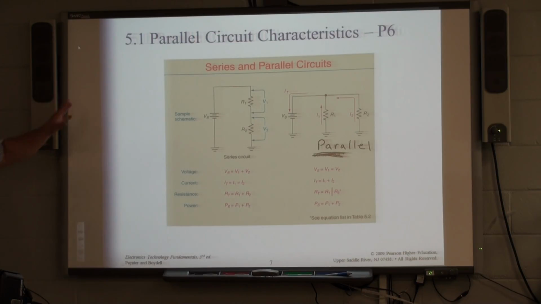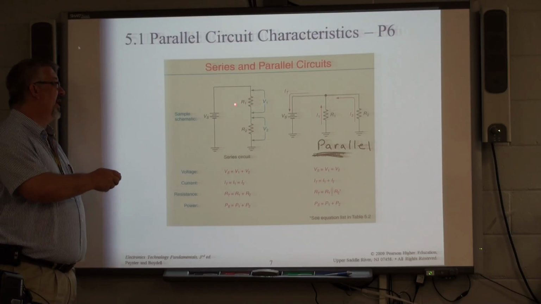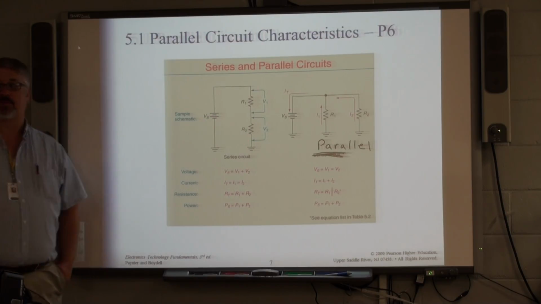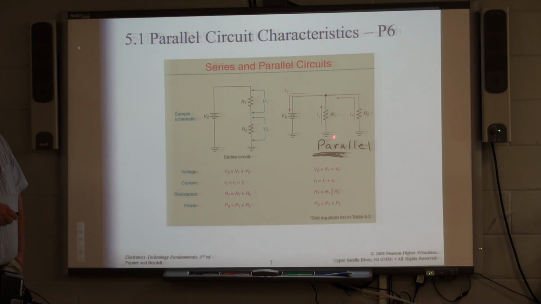All right, let's talk about what it's saying here. In a series, our source voltage is equal to our voltage drops across each resistor. All that's saying is, we add the drop of R1 to the drop of R2, we should get source voltage. In parallel, the voltage across R1 and R2 is equal to the source voltage. And that's because we've got the same path. Positive goes to R1 and R2, negative goes to R1 and R2.